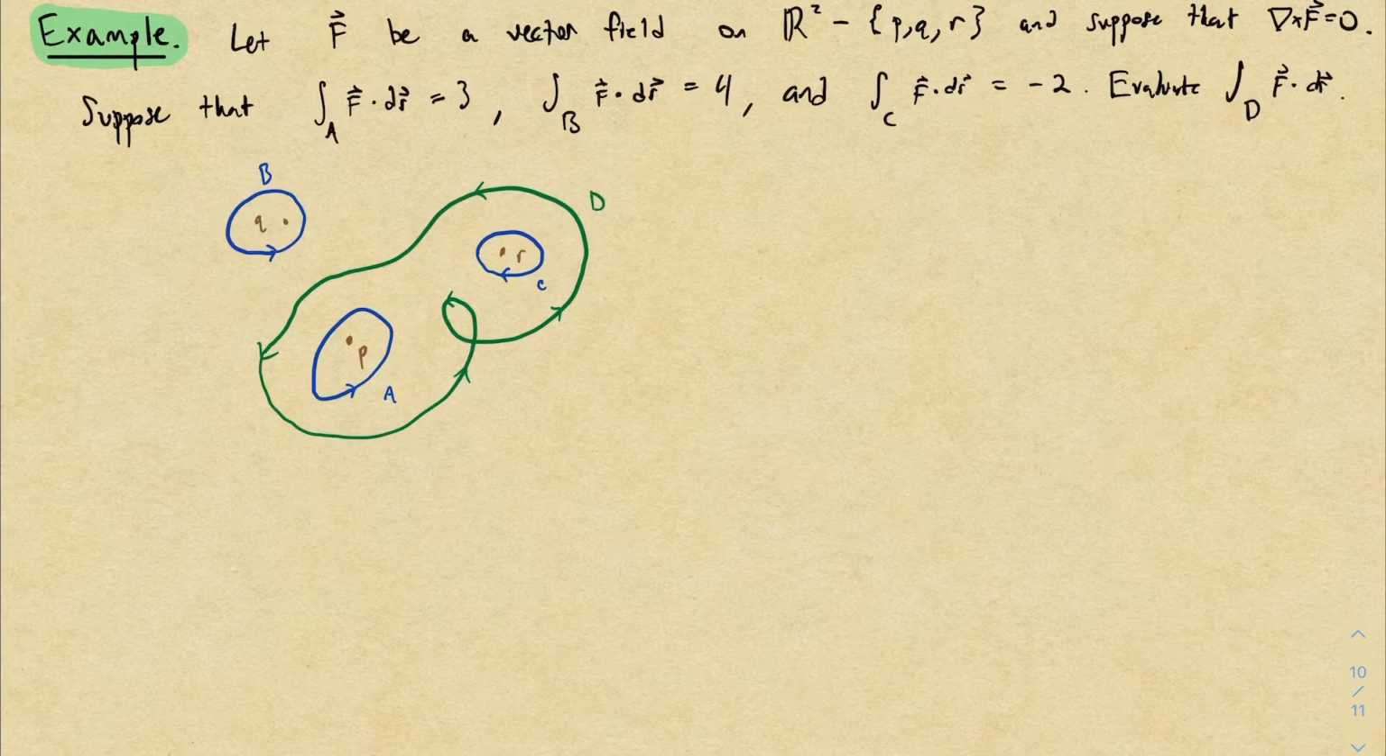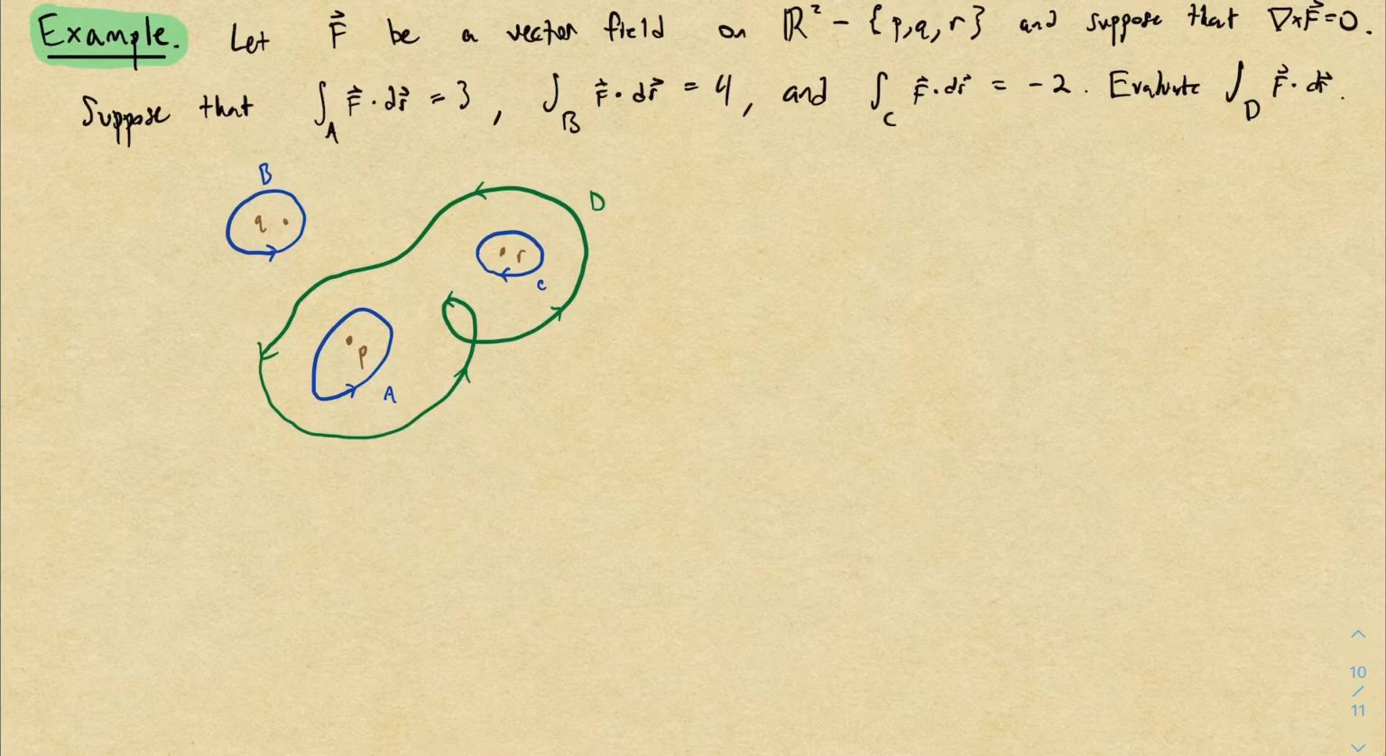So I'm giving us a vector field f. Again, I'm not saying what f is explicitly, it's just some abstract vector field. And it's defined on R2 minus 3 different points, P, Q, and R. Also, like before, we're told that the curl is 0.